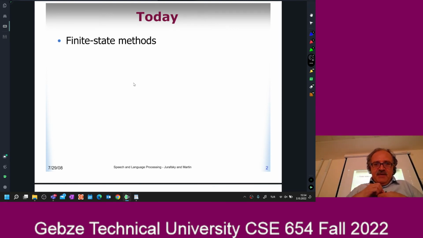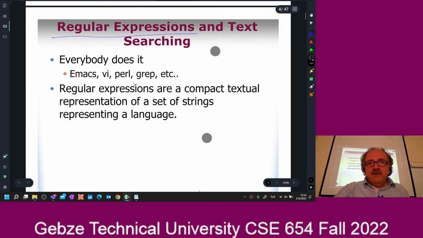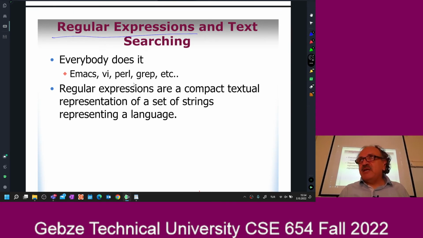Okay, many of you already know about the finite state methods, but for those of you who are not that familiar with these methods, I will make an overview today, maybe next week too. Okay, we already know regular expressions.